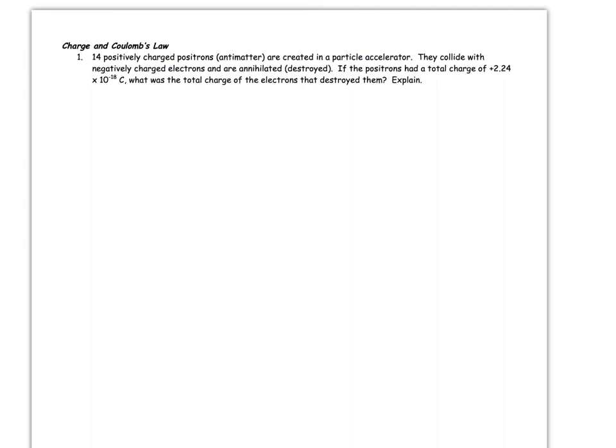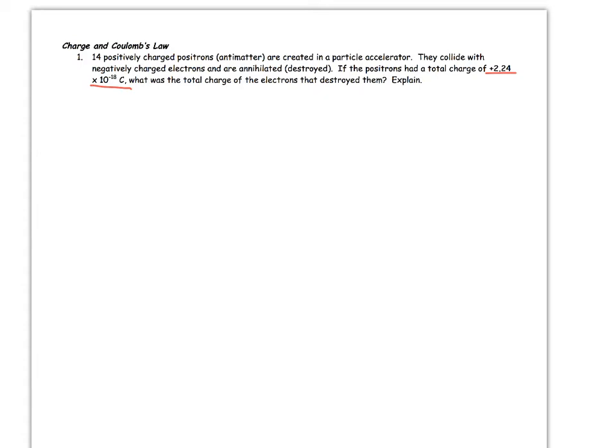For this first one here, we have a group of positrons, which are a type of antimatter. They're just positively charged electrons that are being destroyed by some regular, negatively charged electrons. And we want to know what the total charge of the electrons was that destroyed them if the positrons had a charge here of 2.24 times 10 to the negative 18th coulombs.